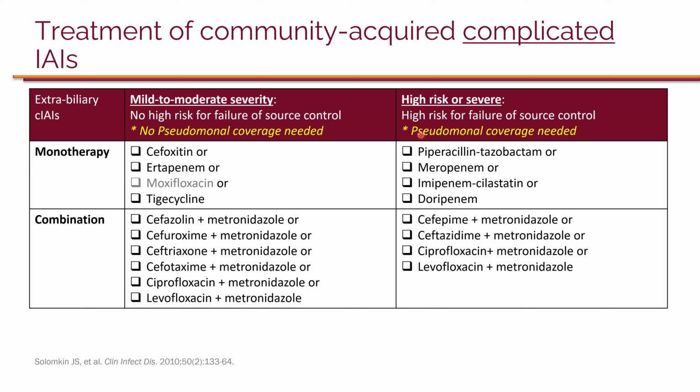Now, for high risk, essentially Pseudomonas needs to be covered. So the monotherapy options include piptazo or a carbapenem that covers Pseudomonas specifically. And for combination therapy, it's something that covers Pseudomonas, cefepime, ceftazidime, cipro, or levo, plus coverage for Bacteroides. So metronidazole will be added.